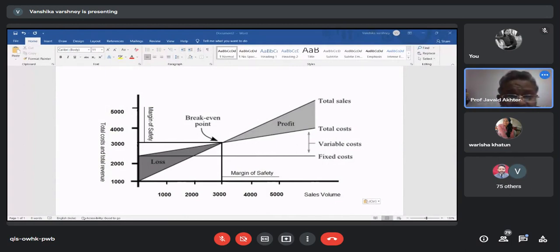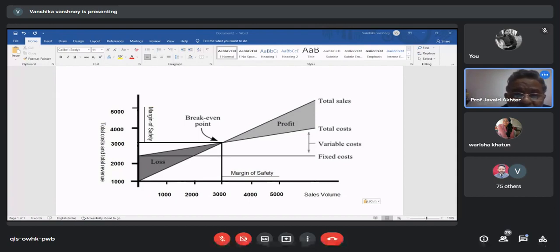Yes, sir. You reach a point where your loss becomes zero. And what is that point? Break-even point. It shows that at break-even point, our loss is zero and our profit is also zero, isn't it? Yes, sir. Okay, when there is no loss, there is no profit either. So there is no profit, no loss at this stage.